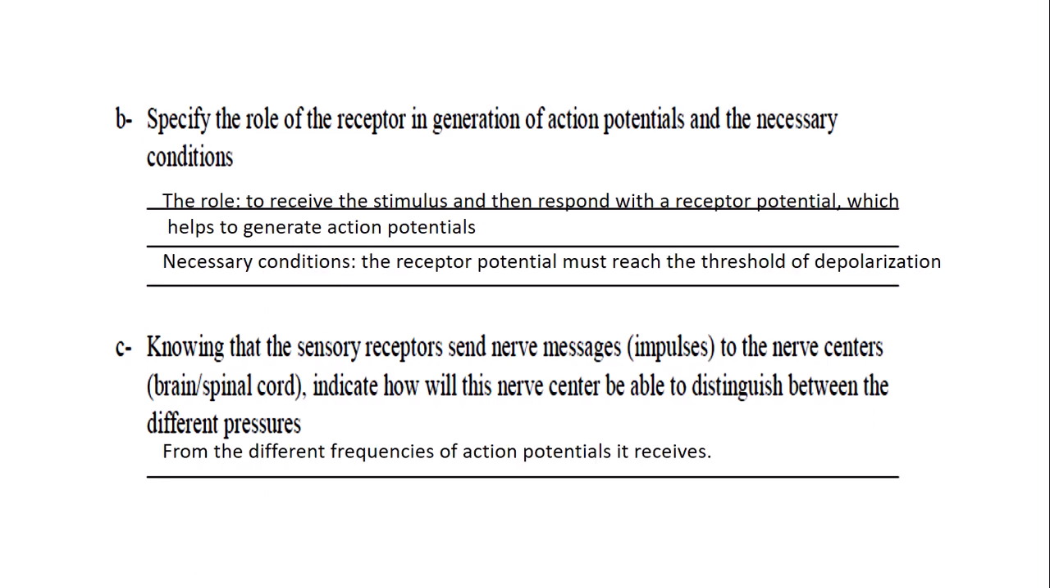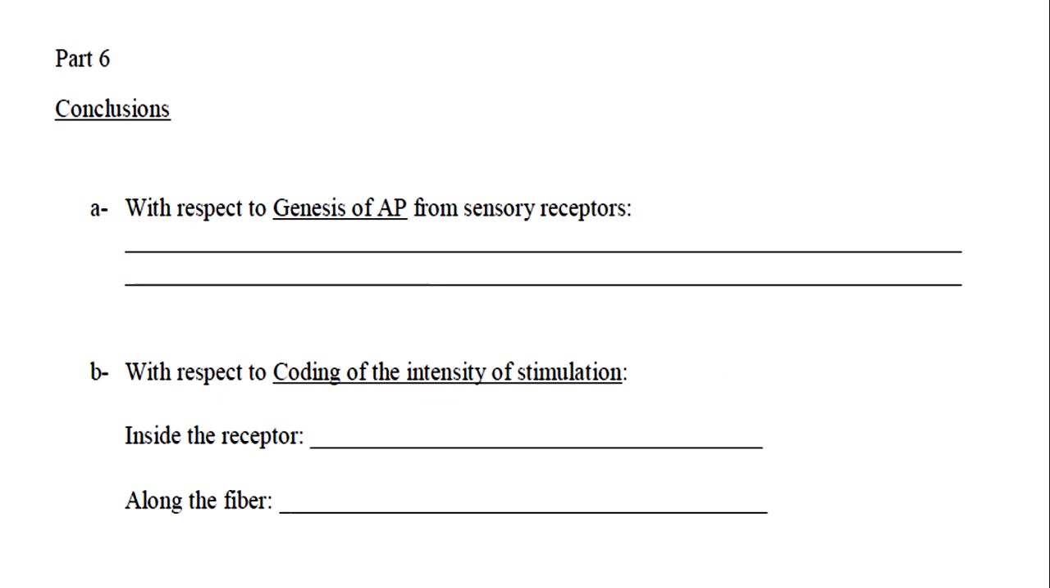Now the second question, knowing that the sensory receptors send nerve messages to the nerve centers, the brain or the spinal cord, indicate how will the nerve center be able to distinguish between the different pressures? Well, from the different frequencies, of course, of the action potentials it receives. The more action potentials it receives, this means what? The pressure is stronger.